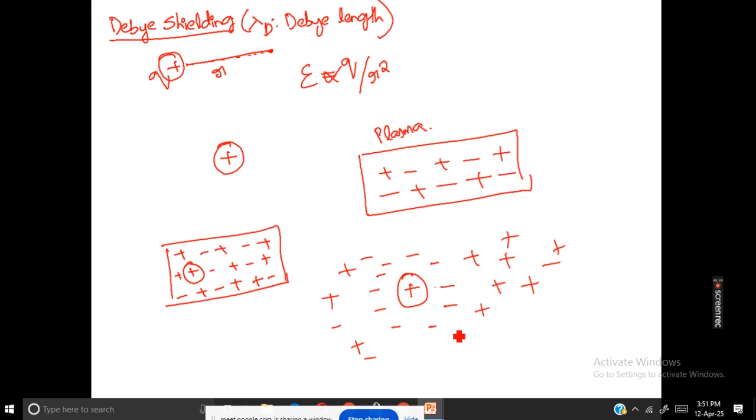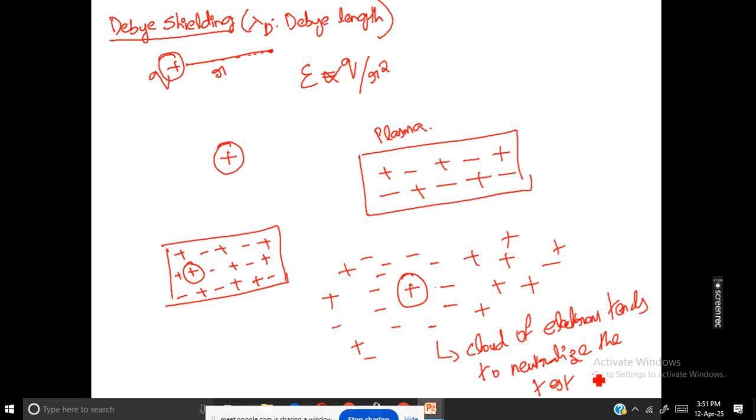This cloud of electrons tends to neutralize the test charge. But the particles are in constant random motion, so it won't allow the particles to go to the test charge and stick to it. It won't neutralize. But because of the presence of this cloud of electrons, the effect of this positive charge will not be felt outside a particular distance.